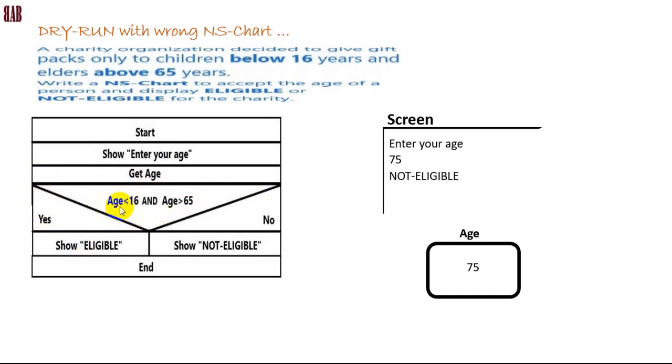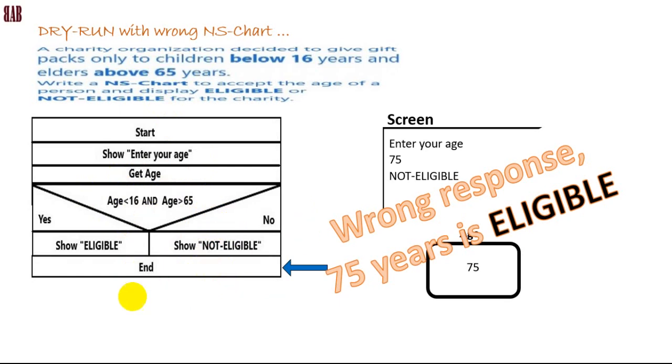This condition is not correct, but the computer does not know that. It will always evaluate this to false, false, false, and whatever number you type in, it's going to always keep saying not eligible. That's why I said this is a wrong version of the NS chart, right? So I hope you understand that. Now, wrong response, 75 is eligible, so that we have already cleared. Now let's go and see how to do a corrected version of it.